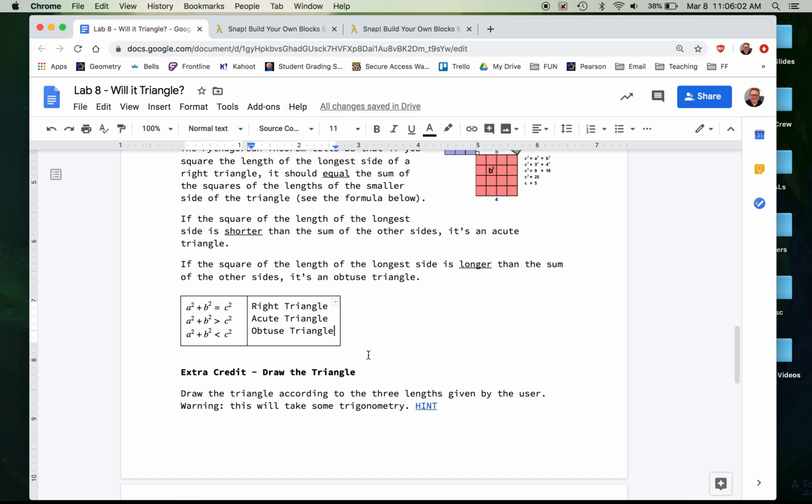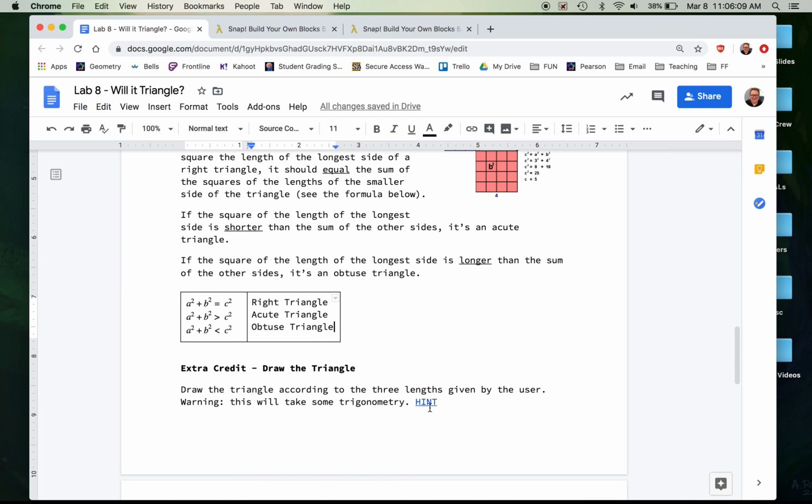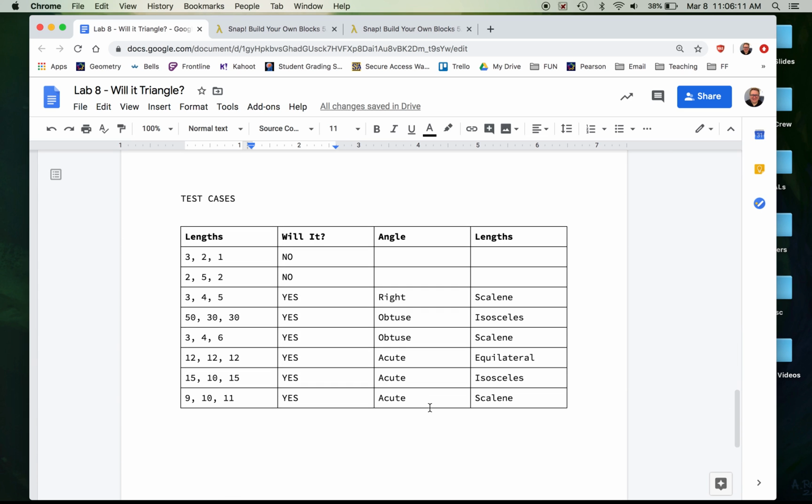You'll want to look up, I think the one you want to use is the law of cosines. It would help you draw that. There's a hint video posted that you can absolutely check out.